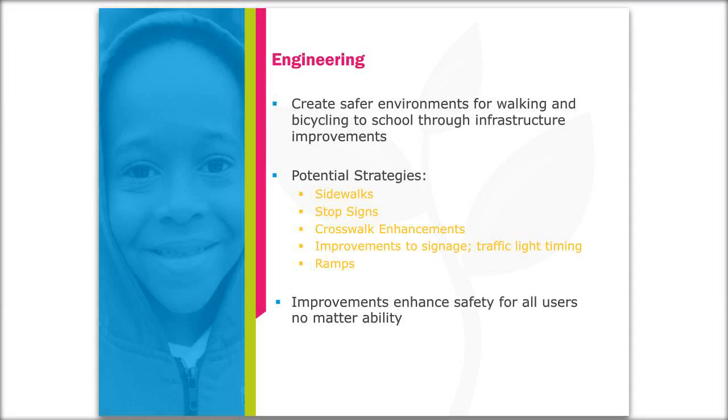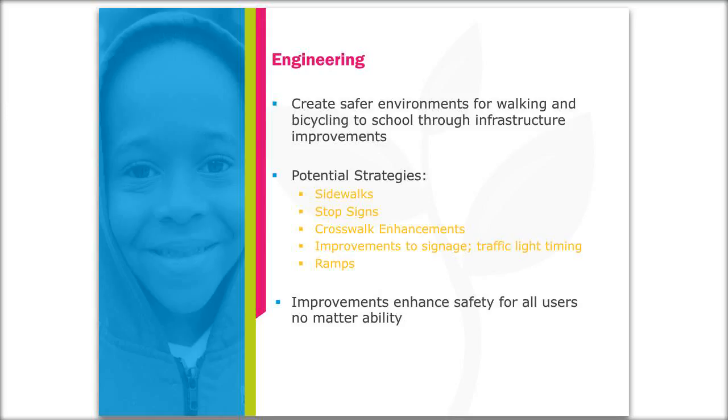So that was a basic overview of the 6 E's, and now we're going to dive into some specific potential strategies relating to each that you could apply to your community and school. So for engineering, as we said, it creates safer environments for walking and biking to school through infrastructure improvements.